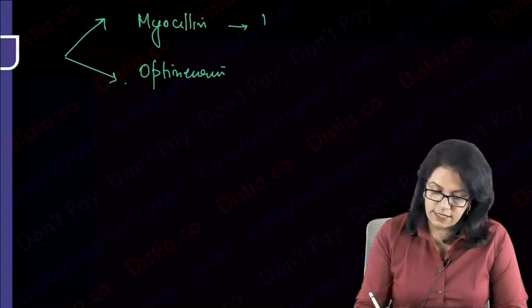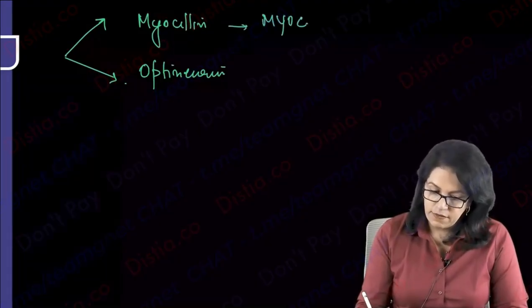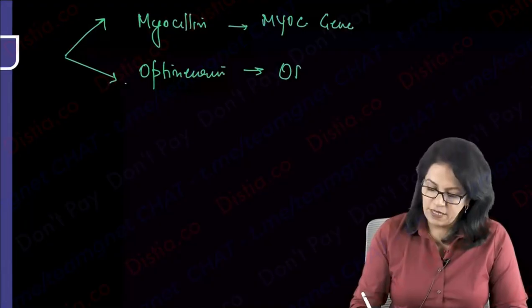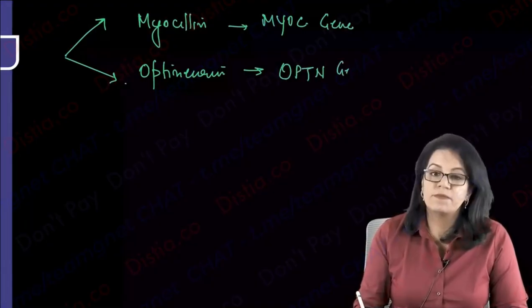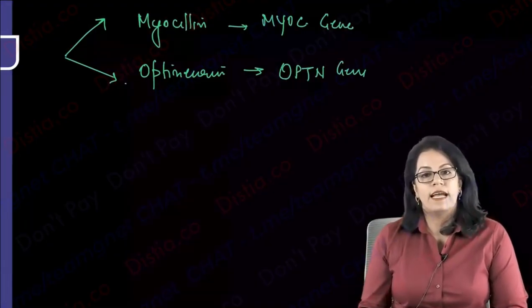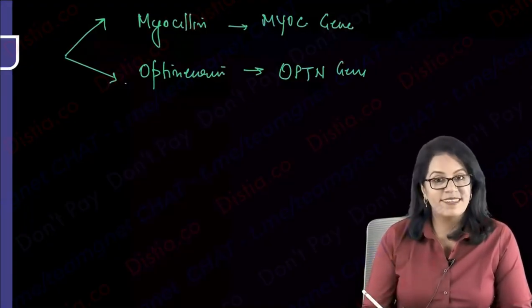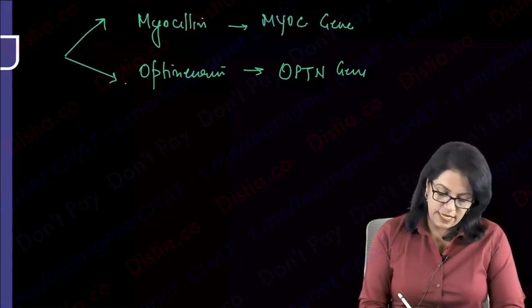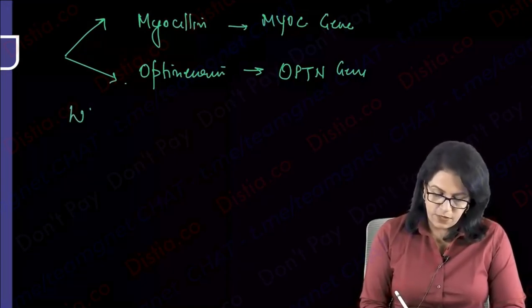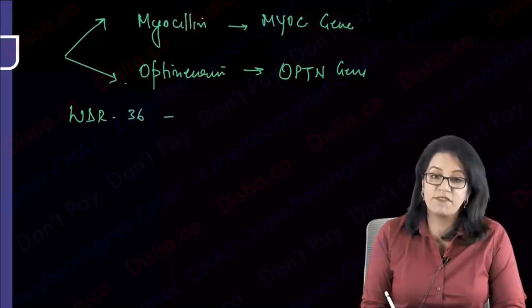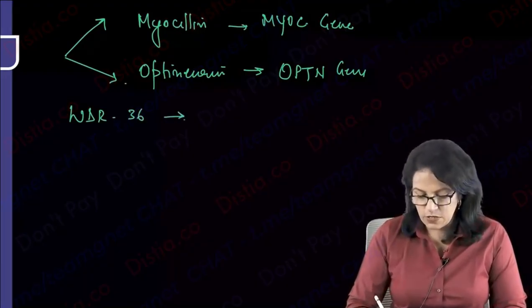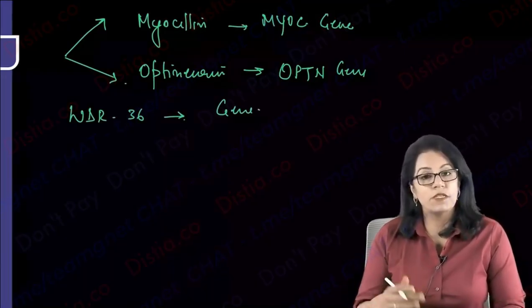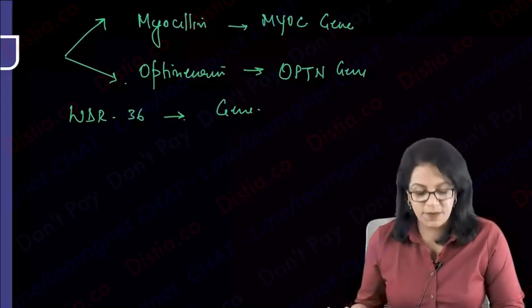So this is the MYOC gene and optineurin, OPTN. We call it the OPTN gene. And very recently, one more if you want to remember. Even if you don't, it's okay. The one more is WDR36. This is some recent finding. So this is also a gene which is responsible for glaucoma. But as I told you, there are more than that. We have to remember only these terms.